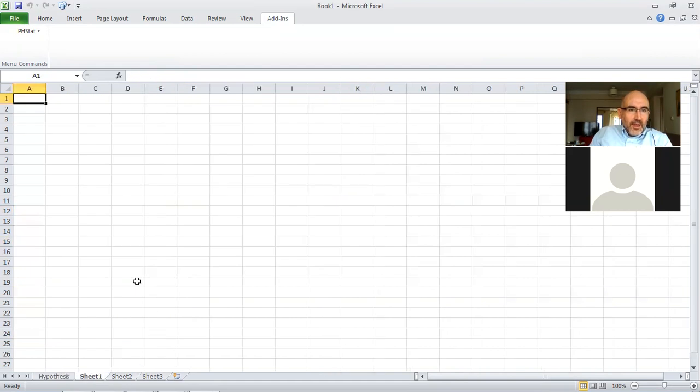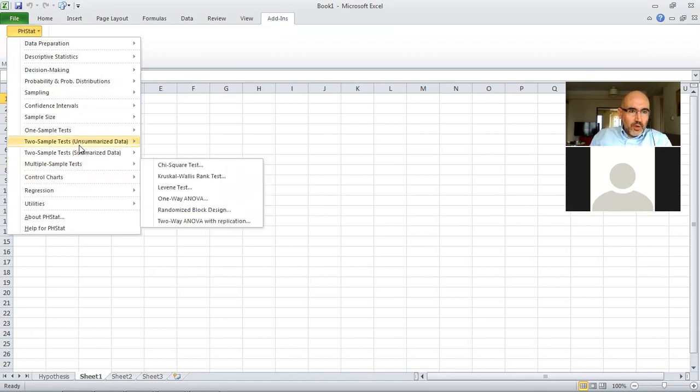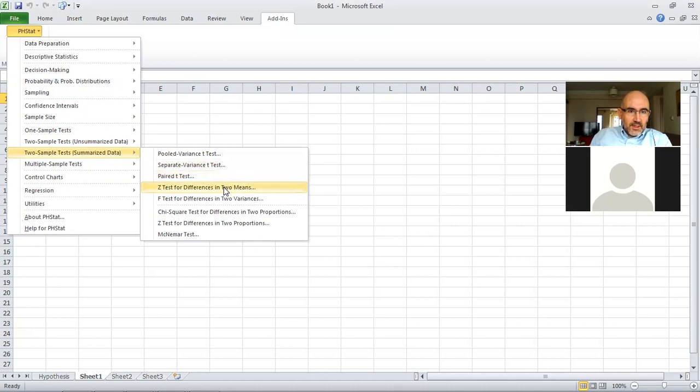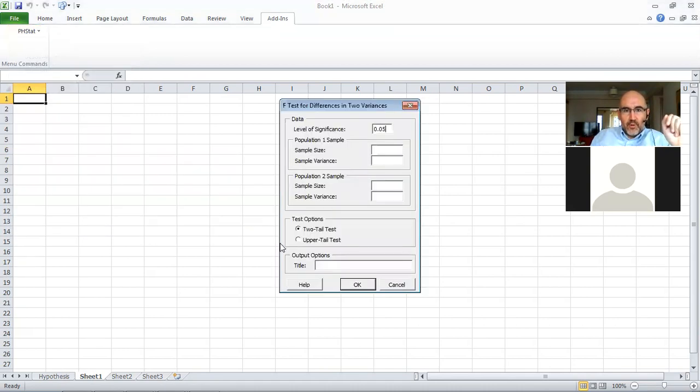Okay, one other thing we did was to see if the population variances were equal. And this was a condition. Remember here, we have a t-test, assuming equal variances and not assuming equal variances. So to do that first, we need to test the equality of the two population variances, which can be done using this option, F-test for difference in two variances. Okay, so let's invoke that.